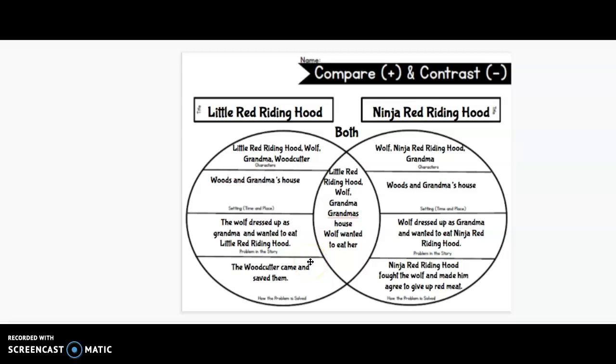Okay, I'm going to choose 2 to 3 story elements that I am going to write about. So I'm going to choose the characters, the setting, and the solution today. When I look at the characters, I'm going to look at what is the same in both of my books and what is different in them. So as you can see, there's quite a bit that is the same of our characters. The difference is that woodcutter. If you look over here, Ninja Red Riding Hood does not have a woodcutter.